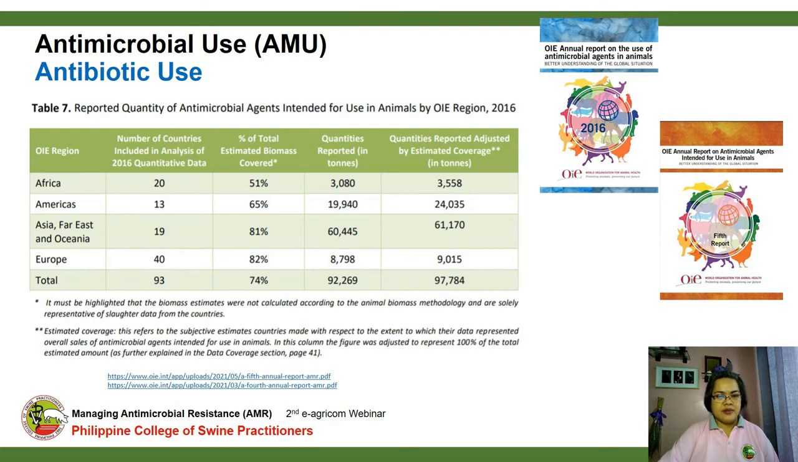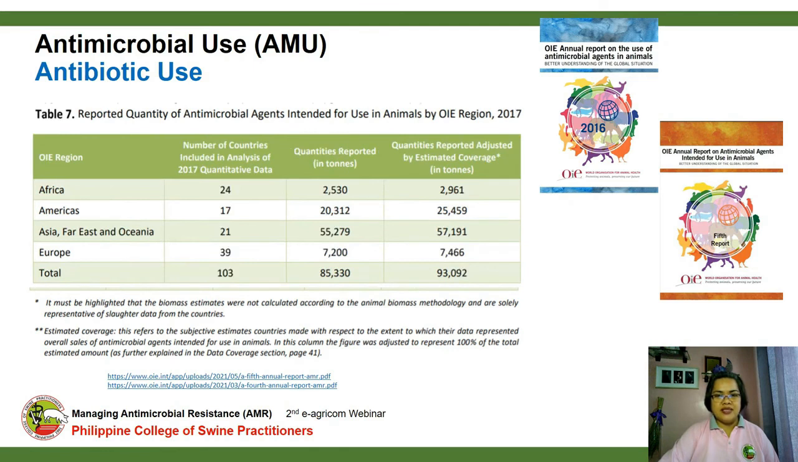This is the data from 2016 from OIE's 4th annual report on AMR, and we see that Asia has the highest use of antibiotics. This is the 2017 data as reported in the 2021 OIE's 5th annual report, and in here there were 10 more countries, and all, except the Americas, showed lower quantities of antimicrobials or antibiotics reported. Asia remains to have the highest quantity reported.